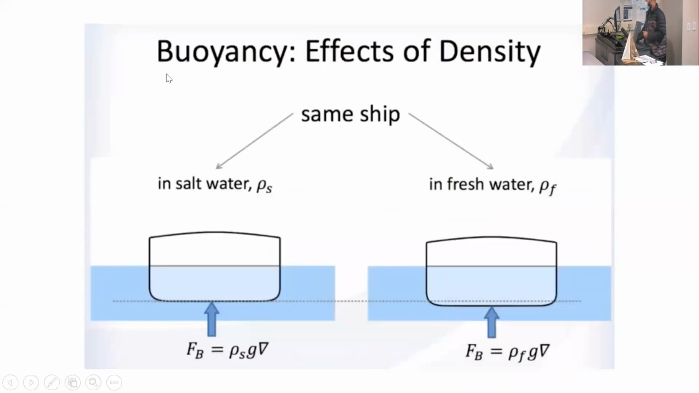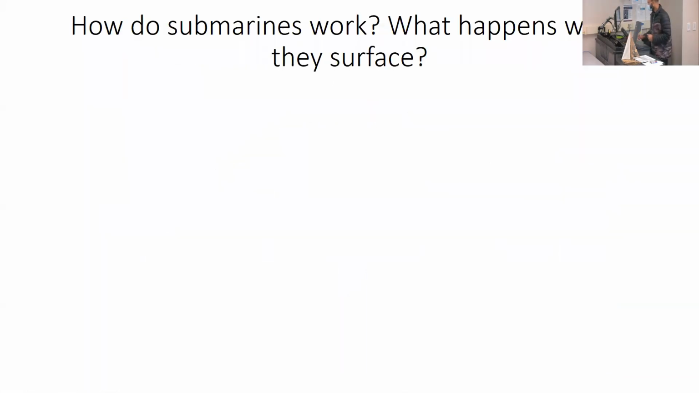All right, so this is basically the same thing. Buoyancy, effect of density, saltwater, rho S. The density of saltwater is higher than the density of fresh water. So the force will be lower if delta is the same. If you want the force to be the same, delta has to be different. Delta represents, not delta, nabla. Nabla represents the displaced volume. Okay.